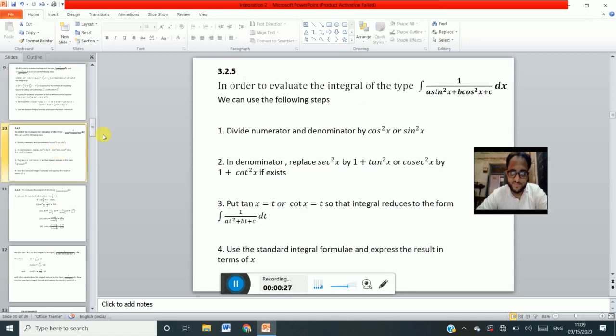Now see the next type of integration, that is integration of the form 1 upon a sin square x plus b cos square x plus c dx. In this type of integration we again have to follow some steps. First, we divide numerator and denominator by cos square x or sin square x, right? Mostly if we go with one of these two, the answer is obtained.